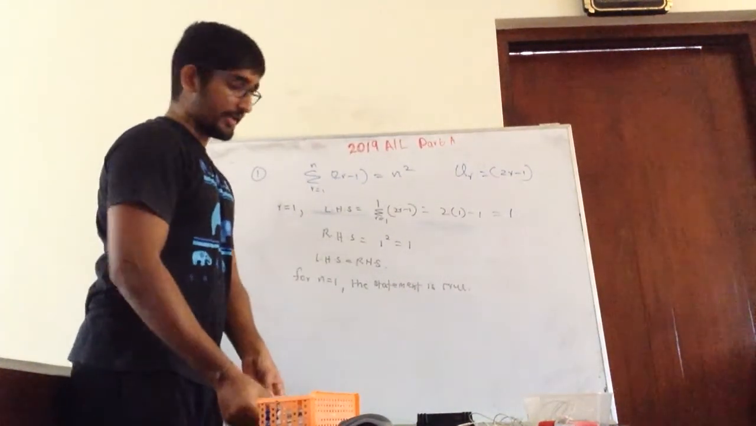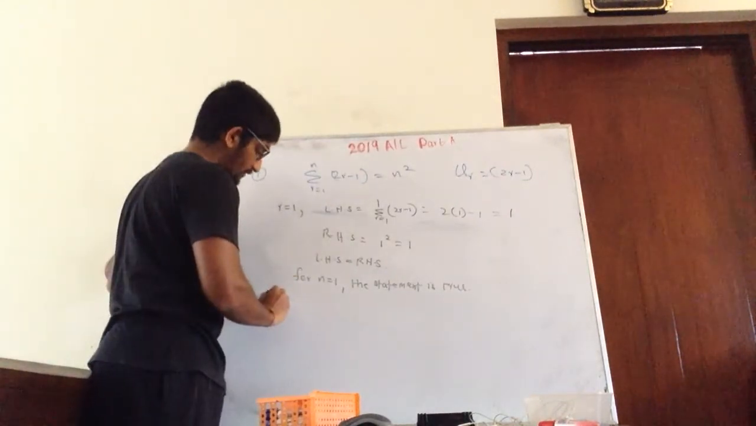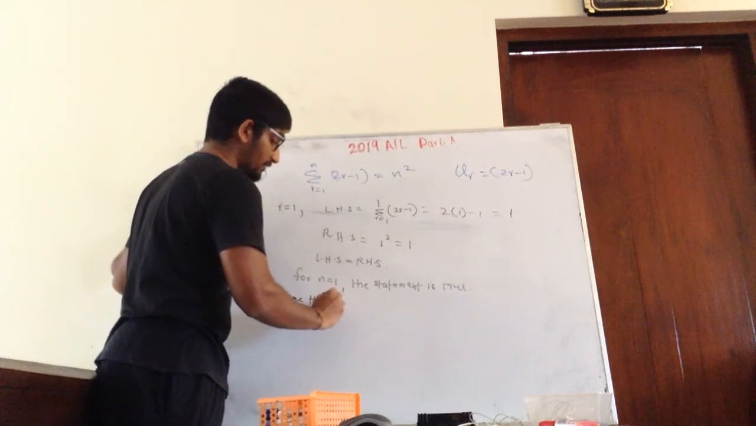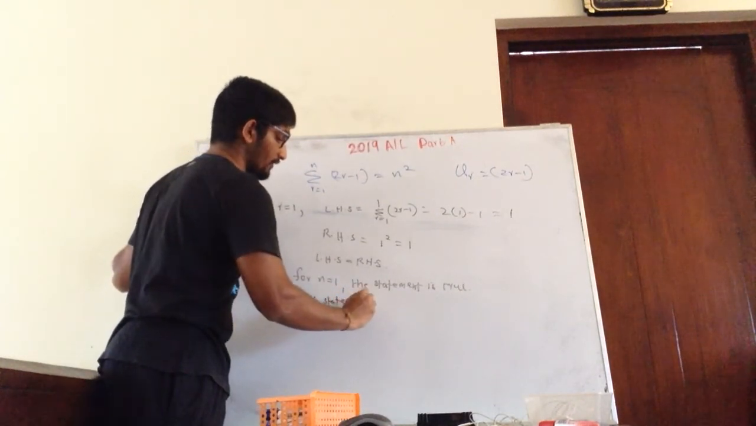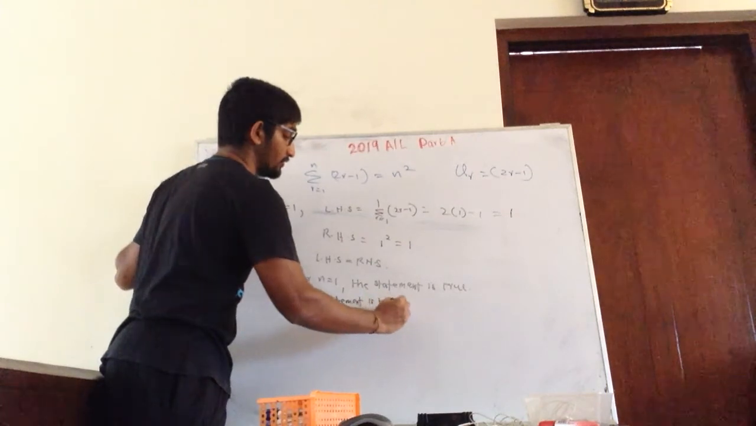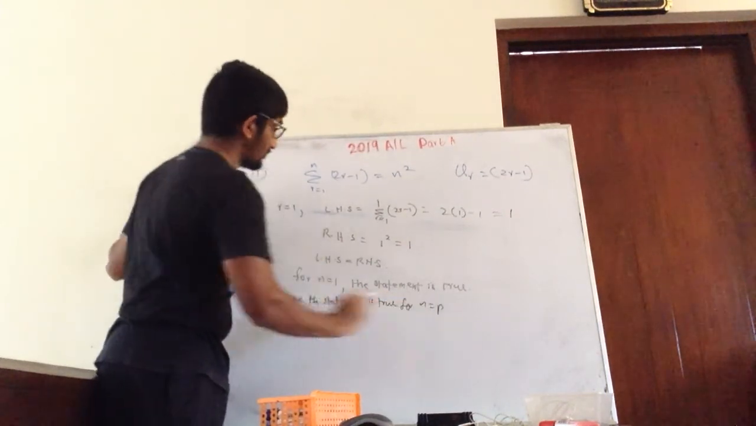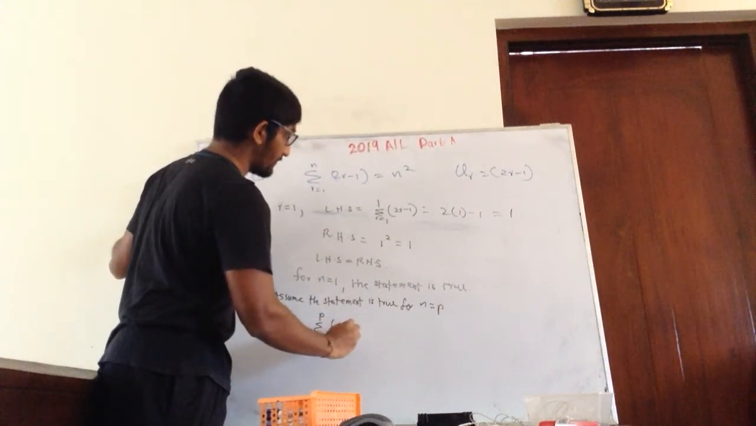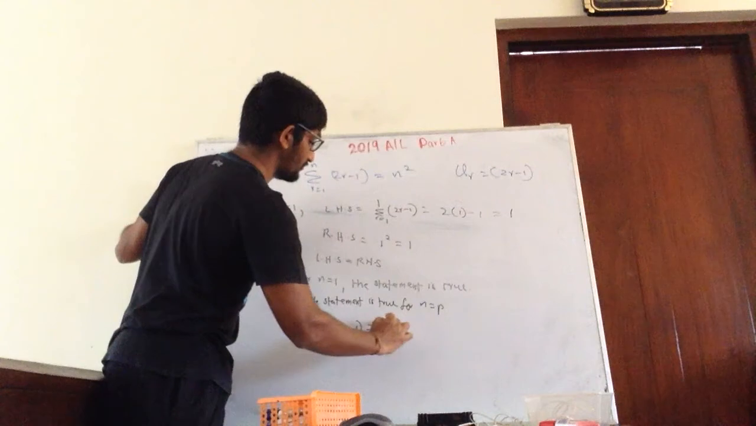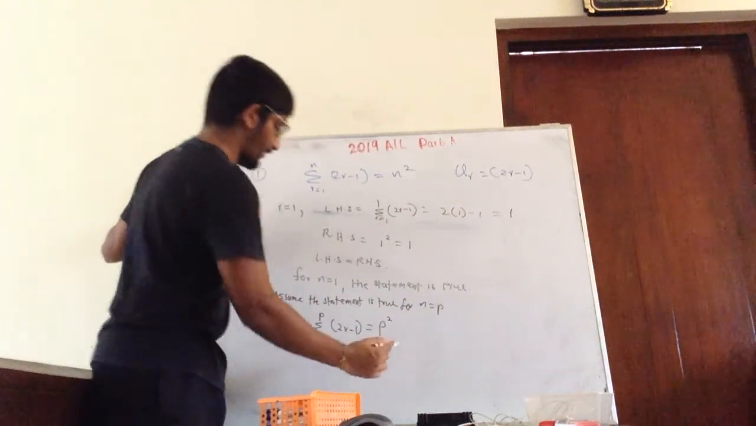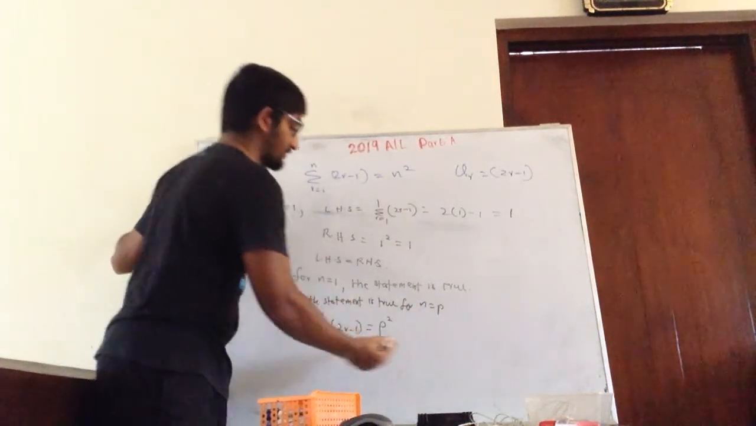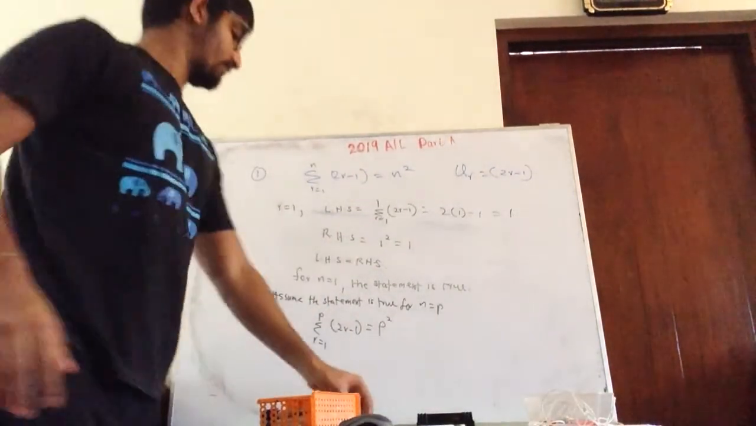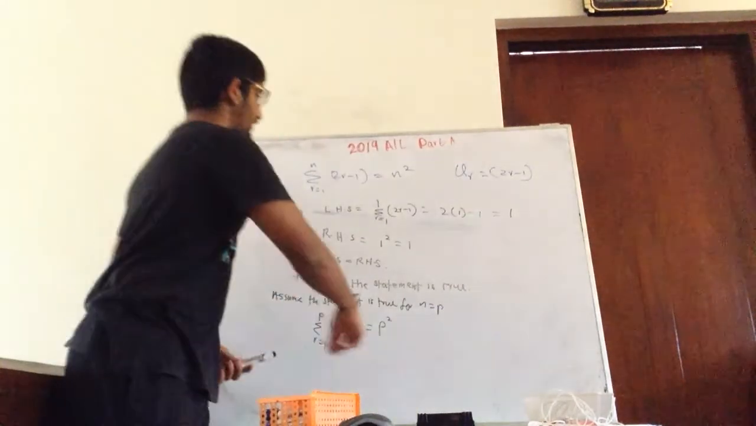We assume for n equals p. Assume the statement is true for n equals p. So then we will get the sum from r equals 1 to p of 2r minus 1 is equal to p squared. Right. So then this is the next step. So write it down. Right. So we come up to here.